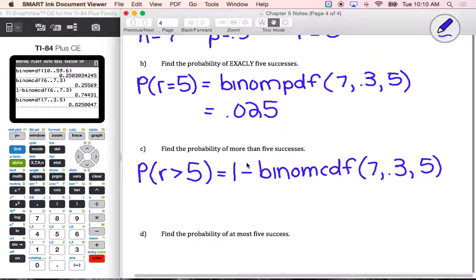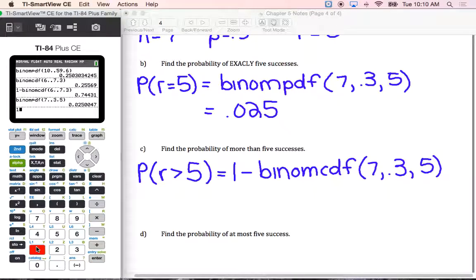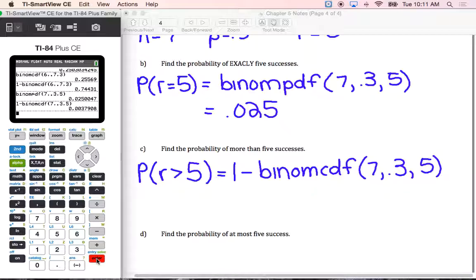So now when I type this in, we got to do 1 minus first, second vars, and we want our CDF. So 7, 0.3, and 5. So it looks like we should have 0.004.